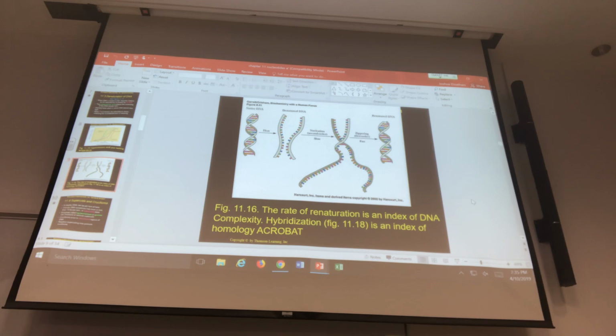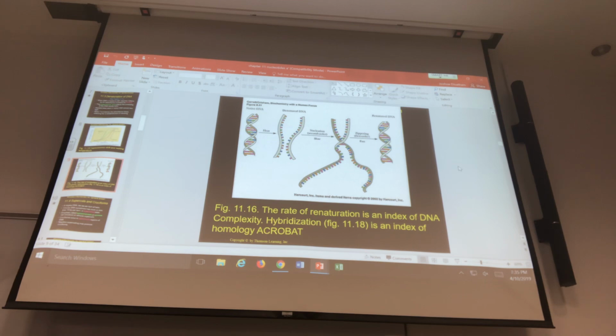I have a question. Yes? So renaturation wouldn't be affected by the GC pairing as opposed to AT? As opposed to just complexity. Renaturation is more affected by just how complex the base pattern is, not necessarily how many G's or C's or A's or T's there are. The number of those things only affects how easy it is to open the DNA, not necessarily to put it back together. Okay, so that's one feature of DNA, the rate of renaturation.